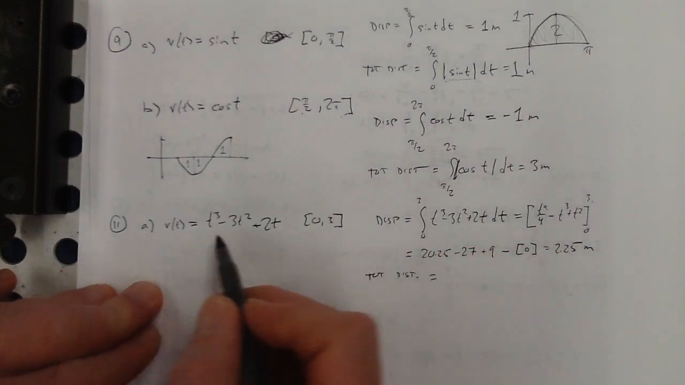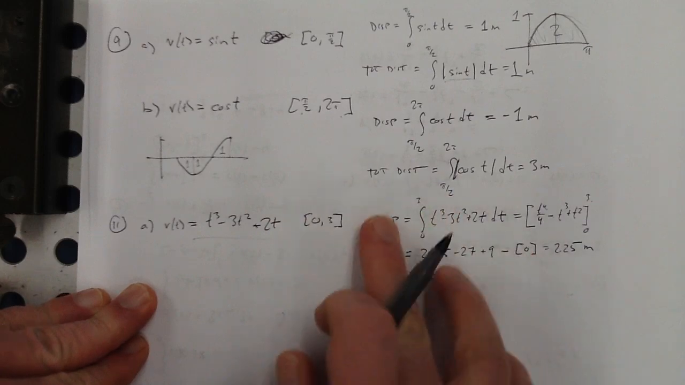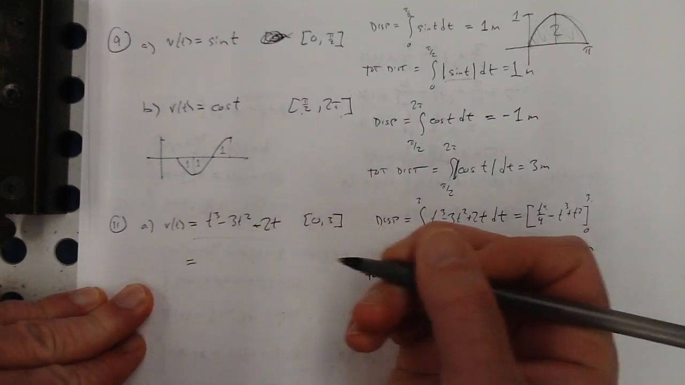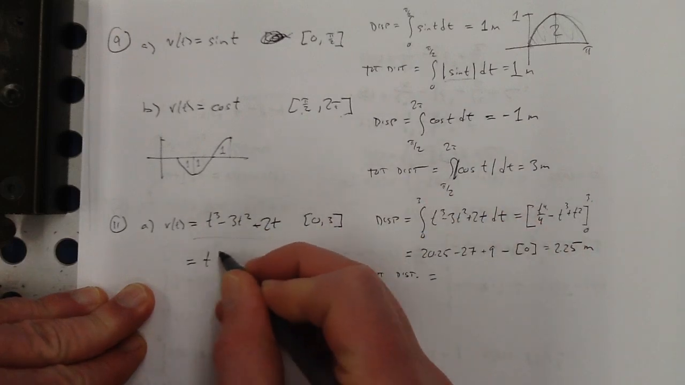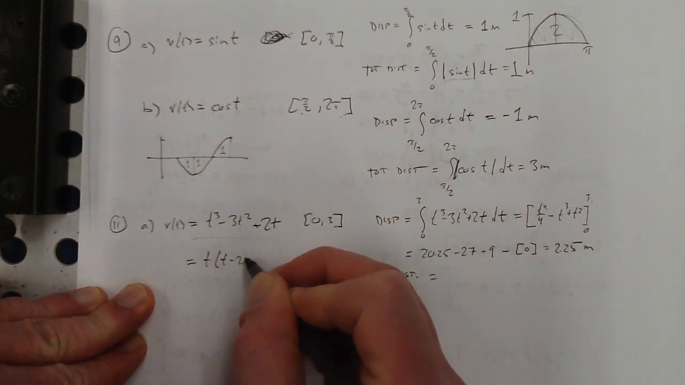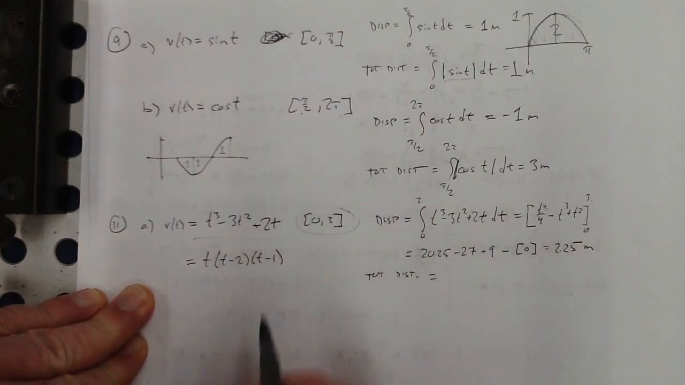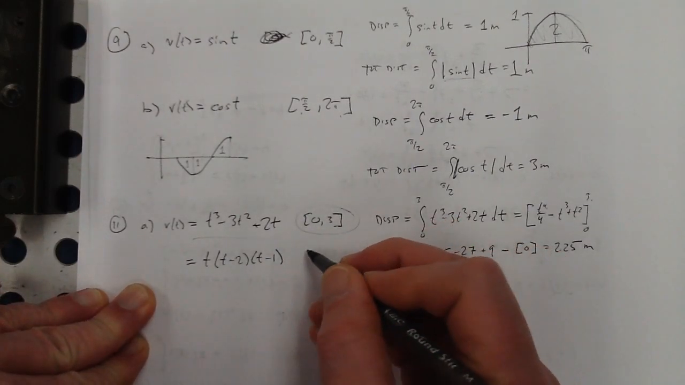And the total distance, so what are you going to do with this? Well, you could try to find the zeros of this and then break up that integral. If you wanted to do it that way, like totally by hand, then that factors into t times t minus 2 times t minus 1. So this thing has plenty of zeros in this interval.